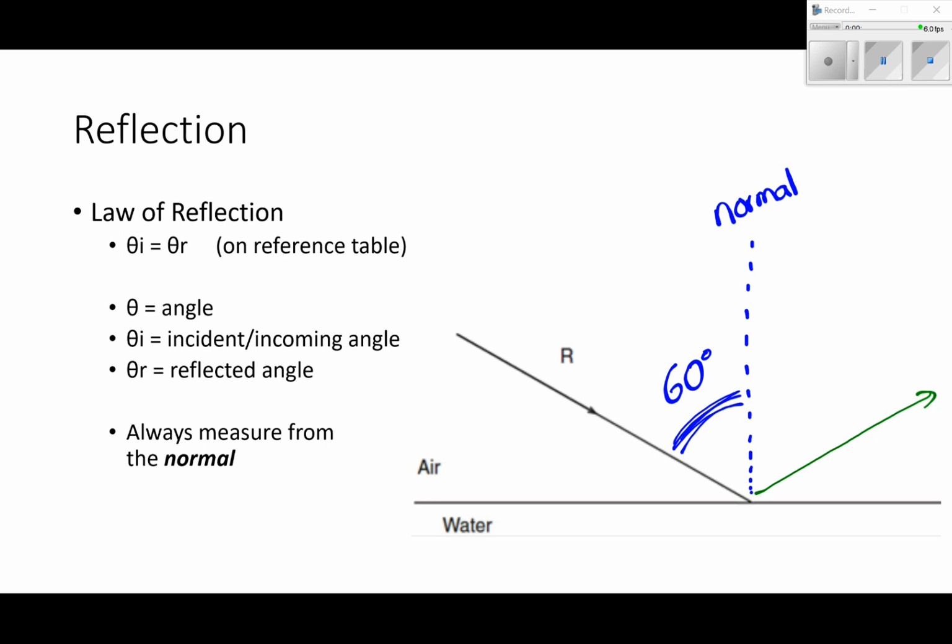Now it's important that you always measure the angle from the normal. So normal means perpendicular to the surface. So here we have air and water. The normal is perpendicular up. So we measure the angle right here. It's 60 degrees. So what would the reflected angle be? So theta I equals theta R. The reflected angle would be 60 degrees.